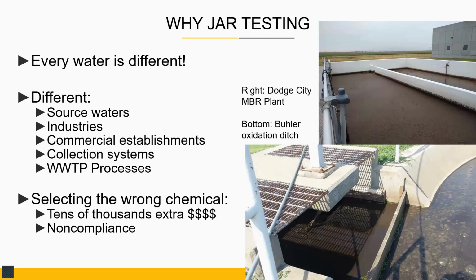Likewise, you have different wastewater processes. So one of the most advanced treatment plants is here in Dodge City. It's a membrane bioreactor. That's going to respond differently to chemical addition than the overflow at the city of Bueller's plant, which probably dates to the early 80s. It's a two-rotor oxidation ditch.